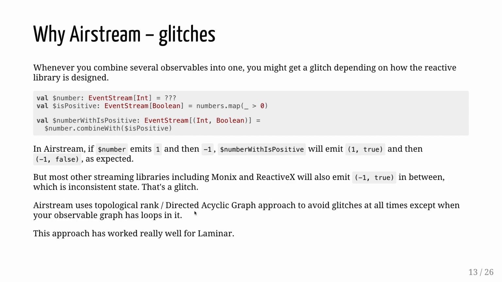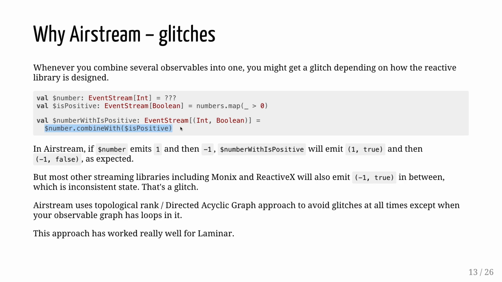Glitches are a really annoying problem in observables and is what motivated me to create Airstream in the first place, for the most part. Basically, a glitch is when a streaming library allows you to observe an inconsistent state that shouldn't exist. Let's look at a diamond case example, the simplest one. Say you have a stream of numbers and you derive a stream of booleans which indicate whether those numbers are positive or not, and then you combine them back into a single stream.